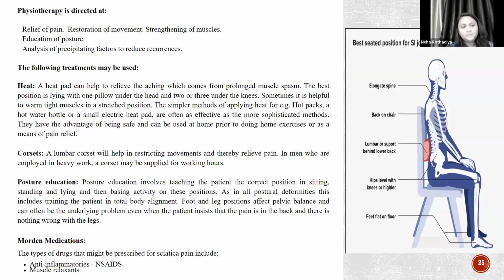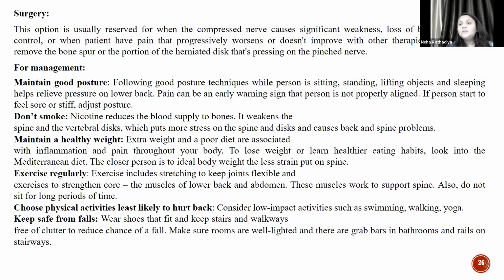A heat pad may relieve the pain. Wearing corsets may relieve the pain. Posture education is very important. If the person is working continuously in a flexed position, then posture education is very important. From the side of modern medicine, they usually prescribe NSAIDs and muscle relaxants for sciatic pain. Surgery may be advised in cases where there is a herniated disc.